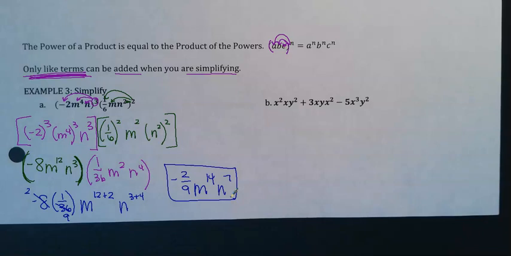Because once we get to that point, we can only combine like terms. The exponent is distributed to everything. And then when we're multiplying, we can only combine like terms or like bases.